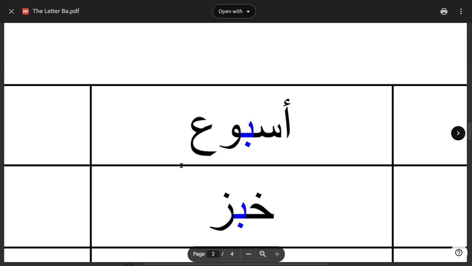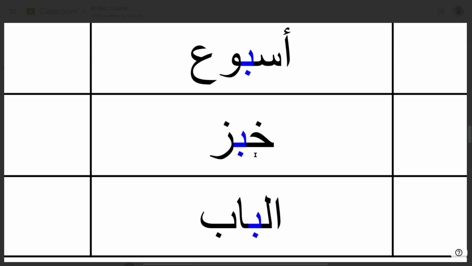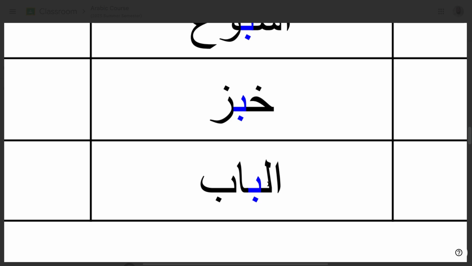Going to the middle form, not the colors. I put the color in blue. This is the ba in its middle form right here. Usbu', which means week. Khabas, which means bread. We have the ba right here. And al-bab, which means the door. We have the letter ba right here in its middle form.